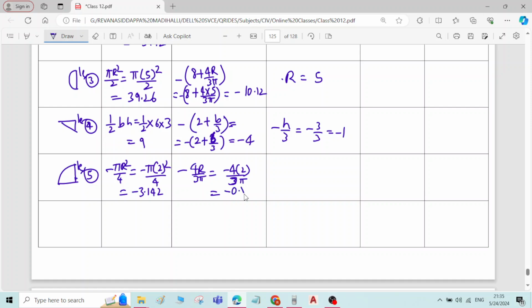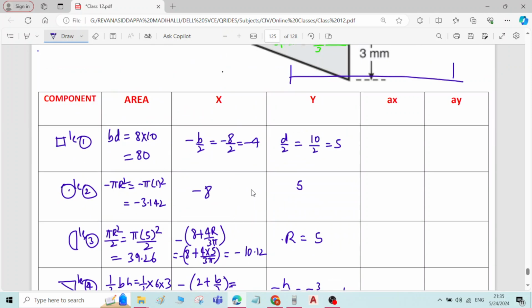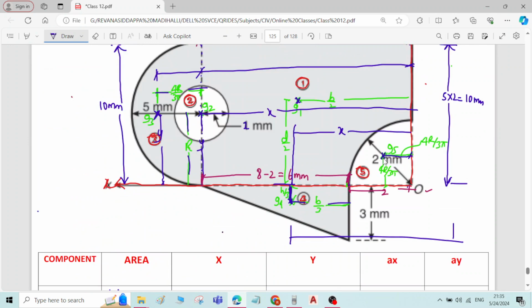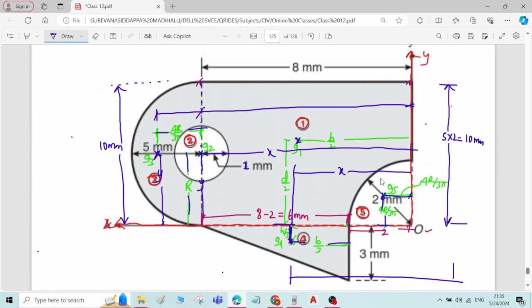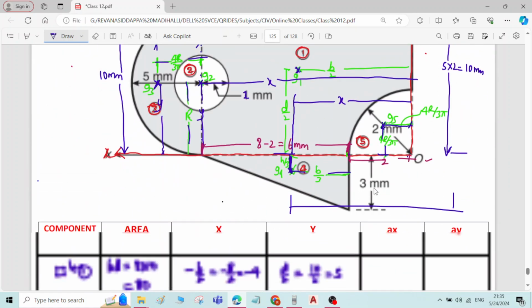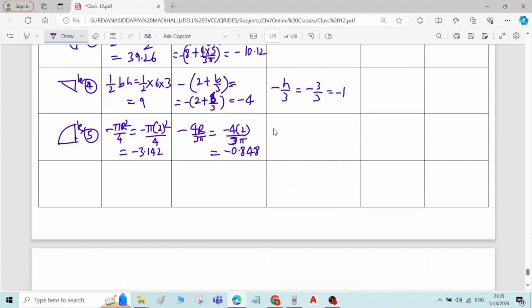The answer is minus 0.848 millimeter. Coming to the y value, the distance of G5 from the reference x axis, it is 4r by 3 pi with a positive sign, plus 4r by 3 pi, because the quadrant of the circle is lying in the second quadrant where y is positive. So the radius is the same 2 mm only.